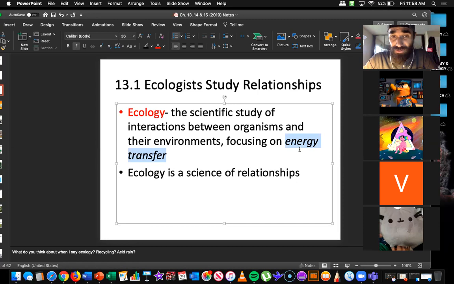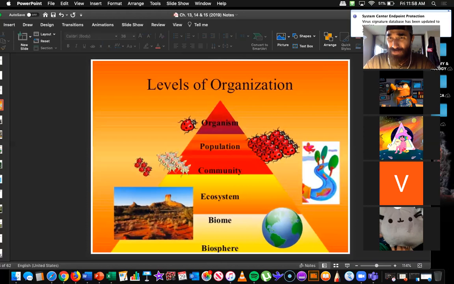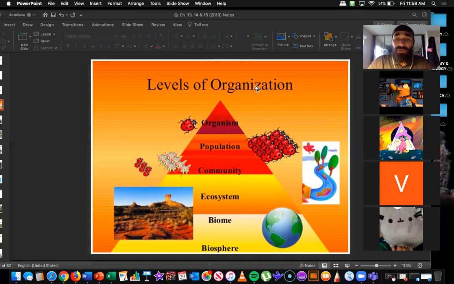Okay, so in ecology, this pyramid, I do want you to commit to memory because this pyramid really is the starting point of ecology, all right? So you'll notice on this pyramid, there are six levels. Can you read us the six levels from the top down, Felipe? Starting from the little ladybug all the way down.